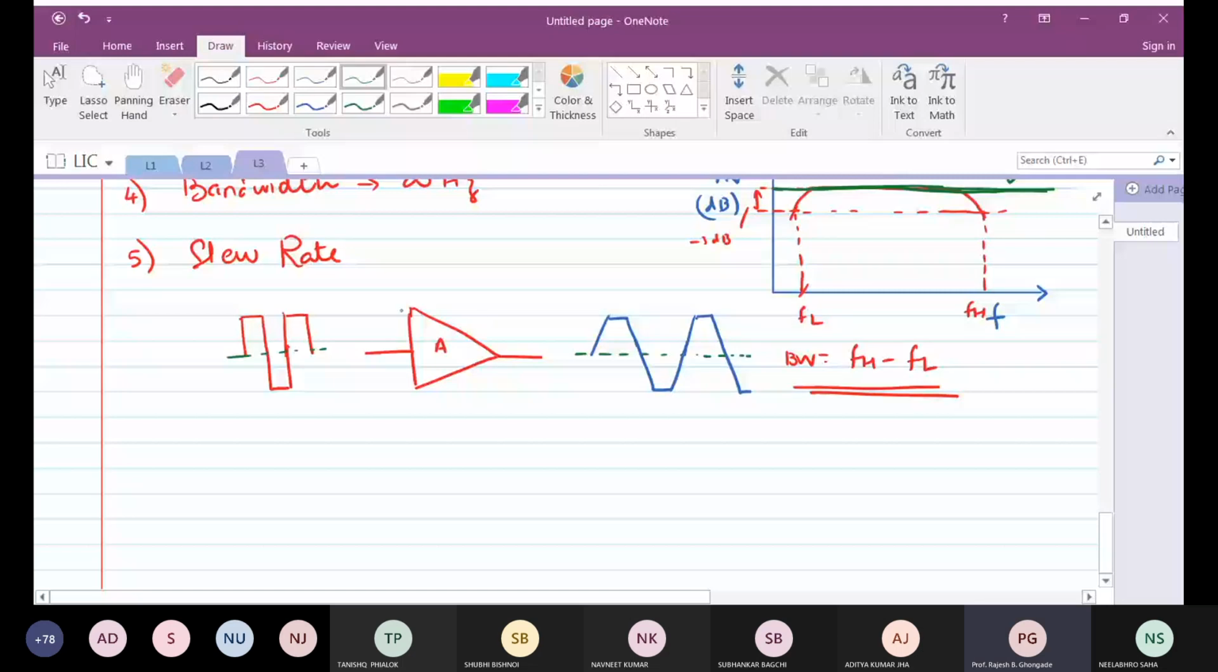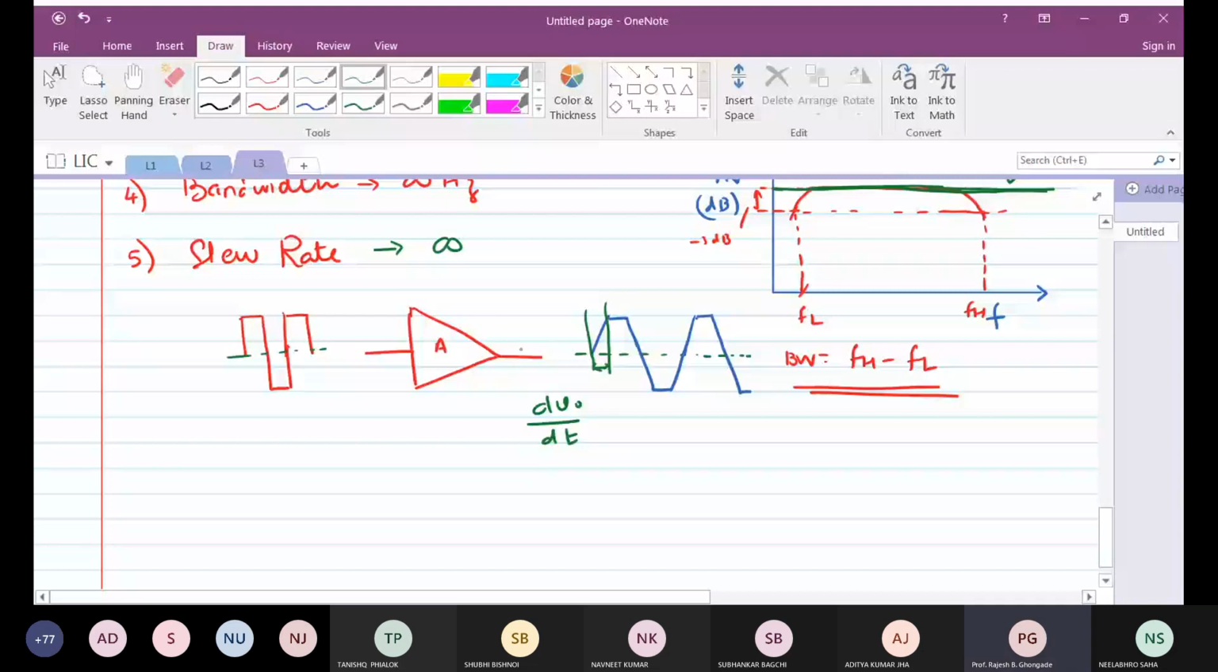So this rate of change, if we call this dVo by dt, is not infinite. For a practical amplifier, this is not infinite. This is a finite value. But for an ideal amplifier, we would want this to be infinite, so that it actually follows the input as fast as it changes.